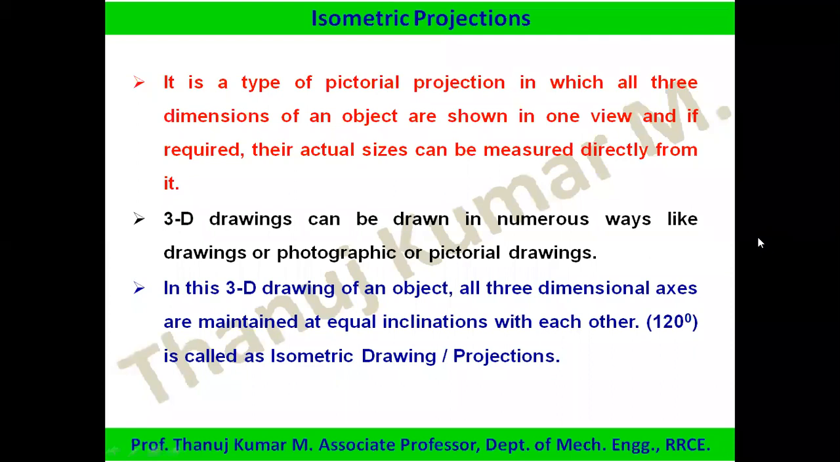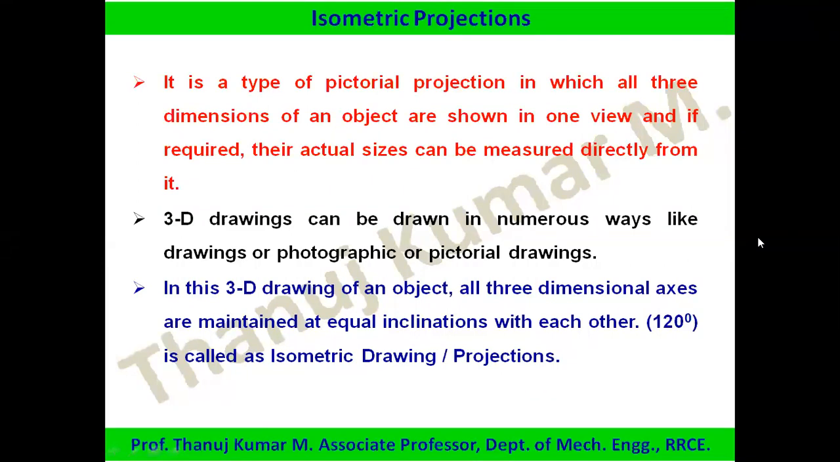A 3D diagram can be drawn in numerous ways, like photographic or pictorial drawings such as dimetric, trimetric, isometric, and perspective. All these are different ways, and isometric is one of the types. In this three-dimensional object drawing, all three dimensions are maintained at equal inclinations to each other. The angle between the x and y axes will be 120 degrees, y and z will be 120 degrees, and similarly z and x will be 120 degrees. That is why it is called isometric projection.